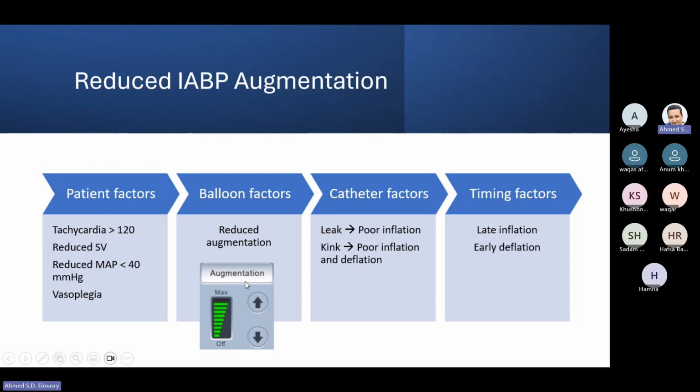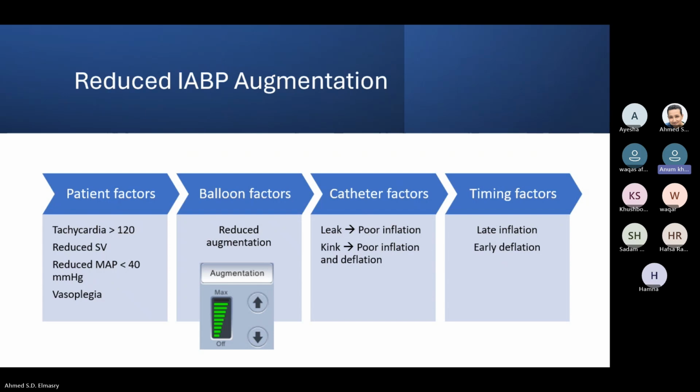The factors related to the balloon are, either you set the augmentation low, or there is a kink or leak or timing issues. This is related to the machine and the balloon, but this is related to the patient itself because he's having severe vasoplegia. The balloon is working properly, but the patient's circulation is too much dilated and the pressure is too low. So with maximum balloon performance, you will not be able to achieve the optimum augmentation pressure you want for the patient. This is because of the patient, not the intra-aortic balloon.